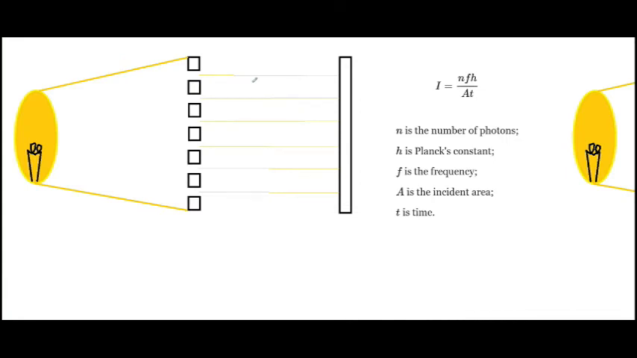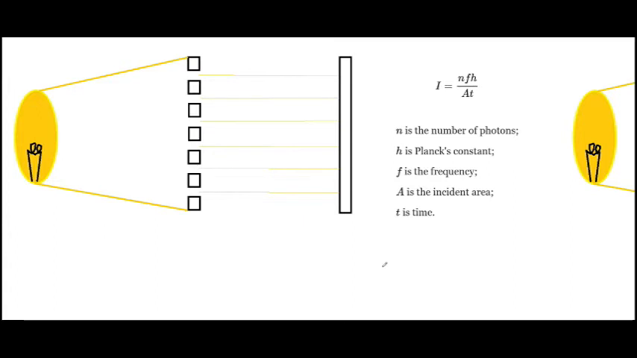Okay, so to understand the idea of light polarization, or at least when we are doing an experiment on light polarization, we first have to be introduced to the idea of the intensity of light. And I have the equation for that up here, where the intensity is equal to the number of photons multiplied by the frequency multiplied by Planck's constant divided by the incident area, which is how much area you are hitting with your light.